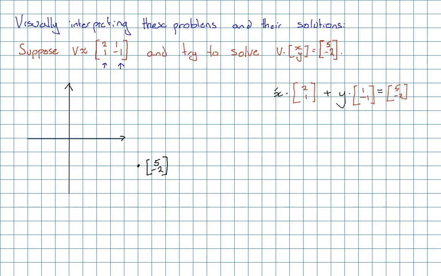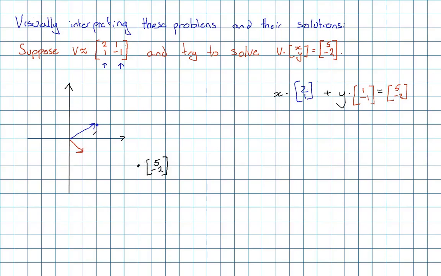Cool. So what that means here is, if we draw in the vector 2, 1, I'm going to draw 2, 1 in blue so we can remember. Okay, so 2, 1 looks like this, and 1, negative 1 looks like this. And here what we're asking is, what x and y do we need to have x lots of 2, 1 plus y lots of 1, negative 1 be 5, negative 2? So we could imagine adding together multiple copies of this vector and multiple copies of this vector to try and get down to this point 5, negative 2.